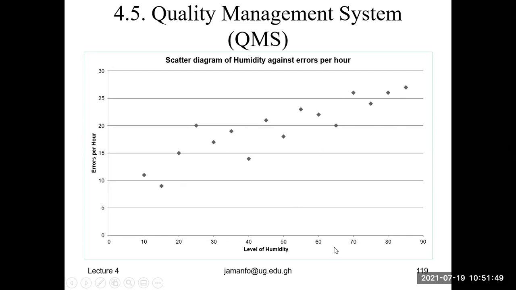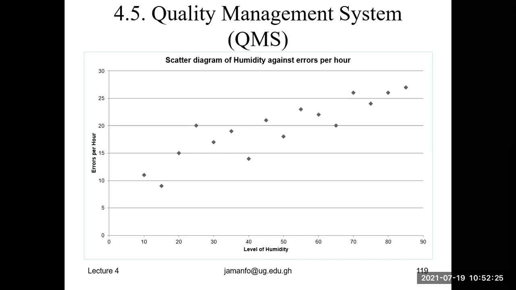With this, can you observe any relationship between humidity and the number of errors per hour? Is there any relationship? From the pattern of the observations we have plotted, do you see any relationship? Simply, there's an inconsistency within the relationship. What relationship do you observe? Inverse relationship, sir. Sorry? I think it's direct relationship.